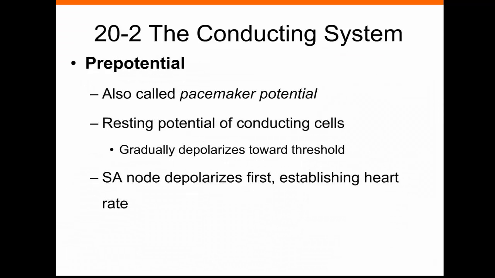The pre-potential is what is called the pacemaker potential. This is the resting potential of the conducting cells, and it gradually depolarizes towards threshold. So the SA node depolarizes first, establishing the heart rate. So the sinoatrial node is often referred to as the pacemaker of the heart.